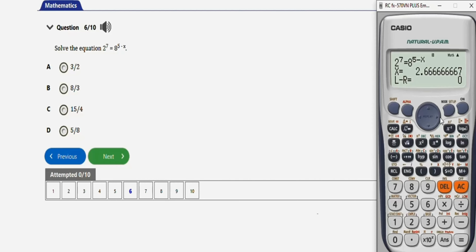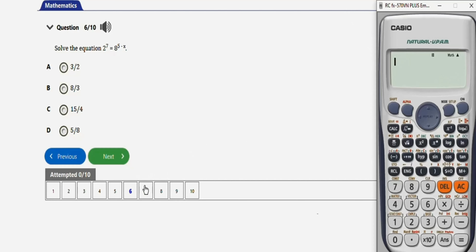So we have 2.66 in decimal. Let's break the options down. Looking at it, it has to be option B, 2.66. But let's verify. 8 divided by 3, put it in decimal, 2.6. So the right option is option B. That's it for this question.